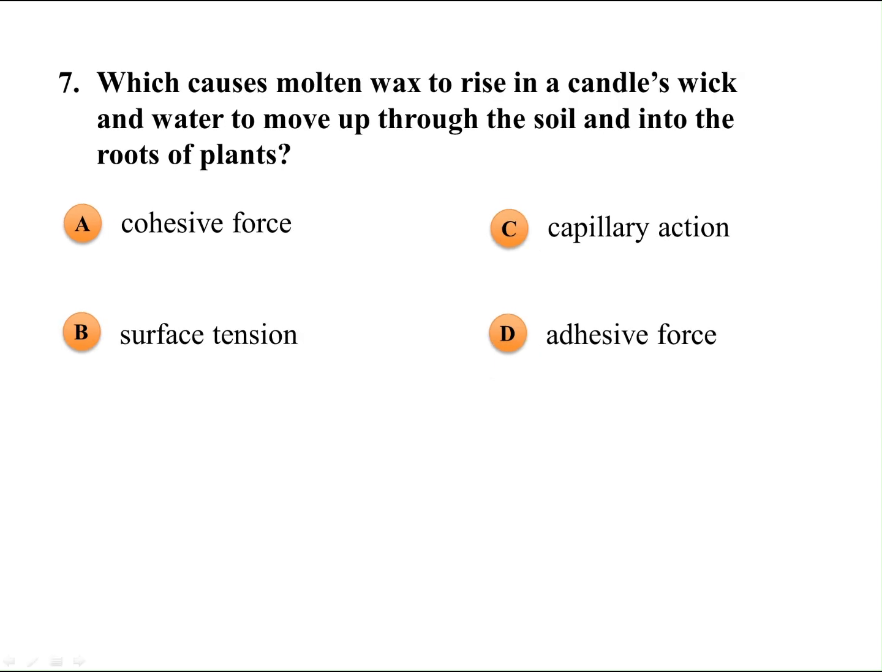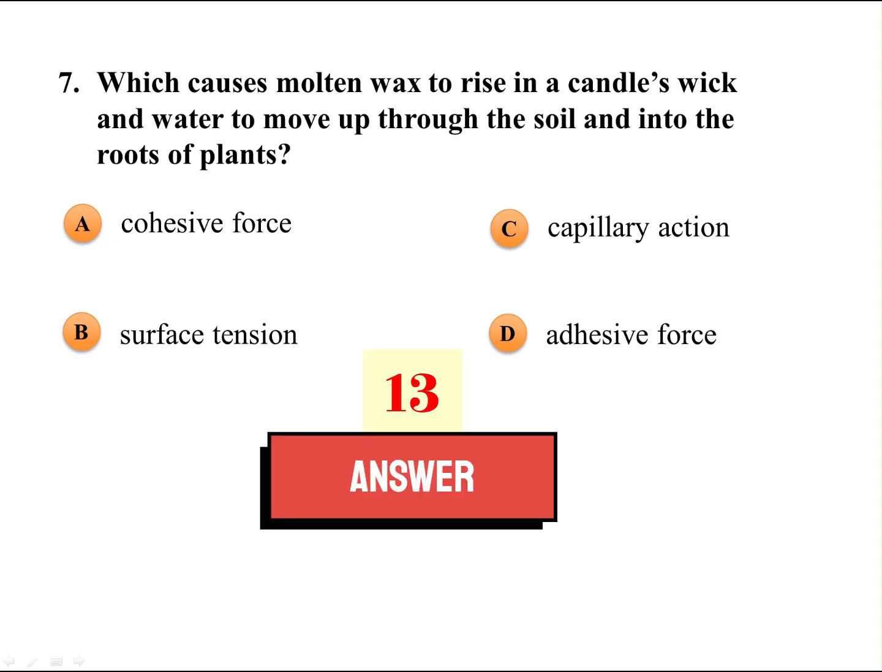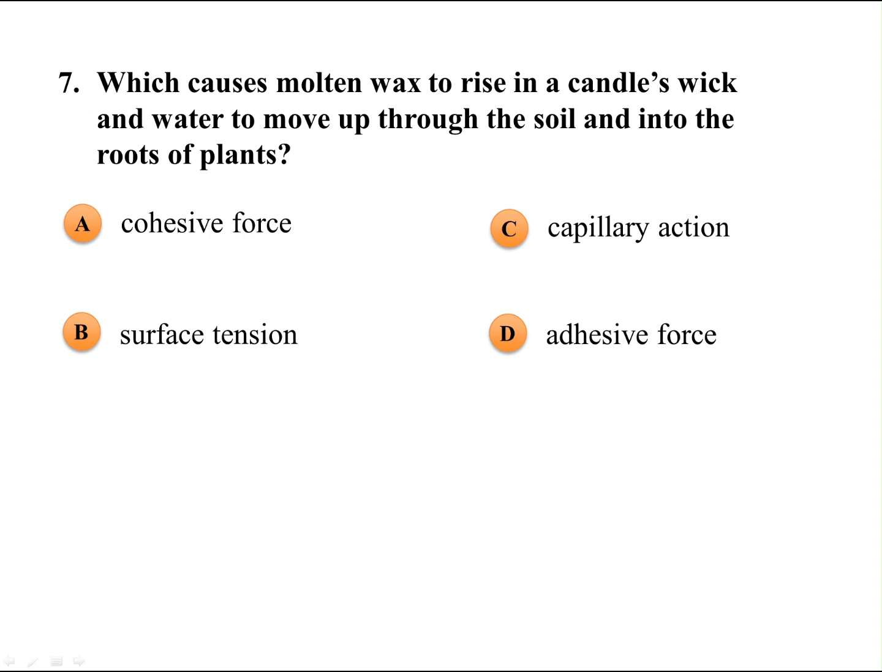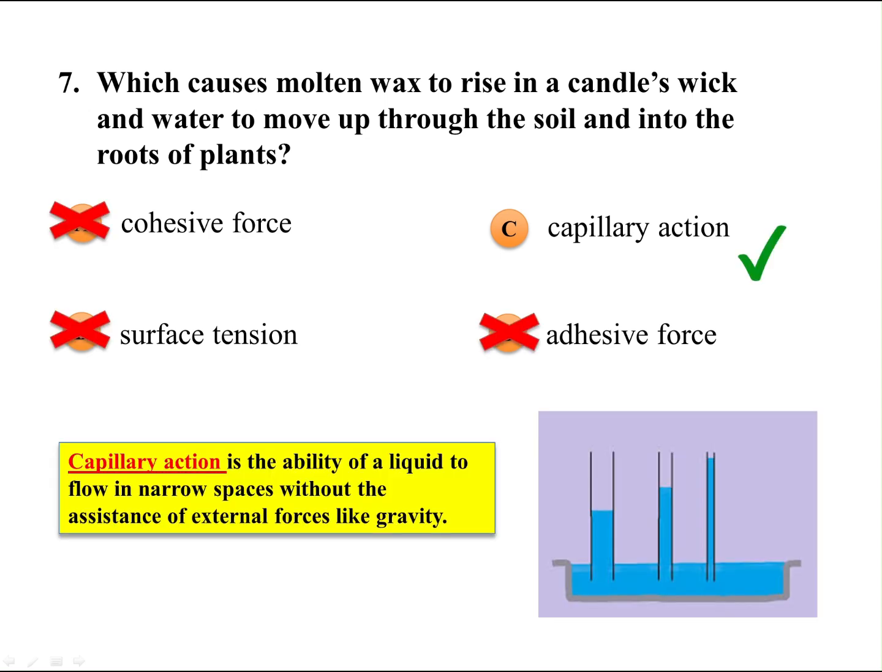This causes molten wax to rise in a candle's wick and water to move up through the soil and into the roots of plants. The correct answer is C, capillary action. And capillary action is the ability of a liquid to flow in narrow spaces without the assistance of external forces like gravity.